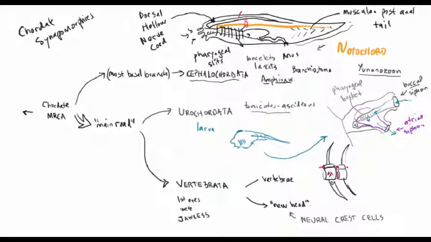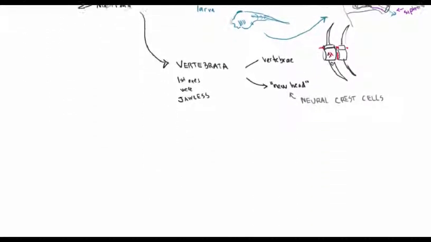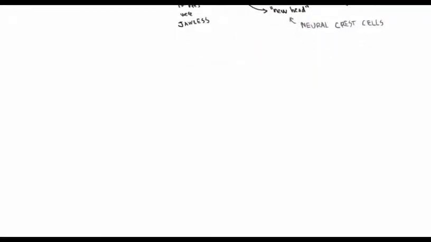So thinking about neural crest cells, what we need to do is back up a ways. We need to back up to think about the development and the formation of that dorsal hollow nerve cord. And I want you to think about a gastrula. In the case of a vertebrate embryo, we're going to be seeing a gastrula.